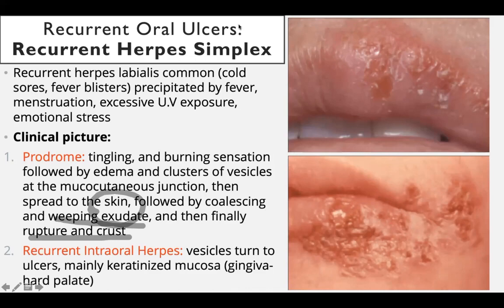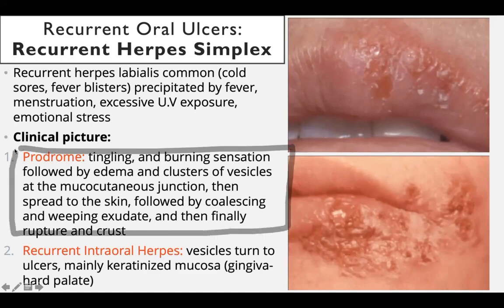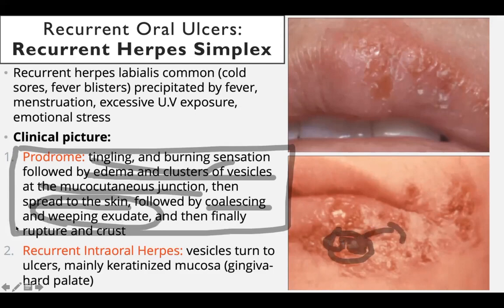I'm taking time so that you remember the clinical picture, the prodrome, how it occurs and how the lesions form and progress. So tingling, burning sensation, followed by edema and a cluster of vesicles at the mucocutaneous junction. Then they spread peripherally towards the skin, followed by coalescing and weeping exudate. The fluid inside has been pushed out, and then finally there is no fluid-filled cavity. Then there will be crust formation.